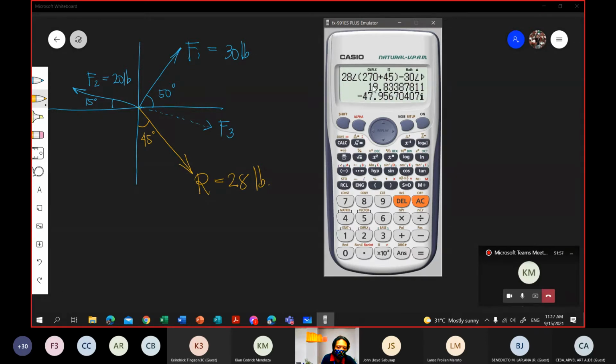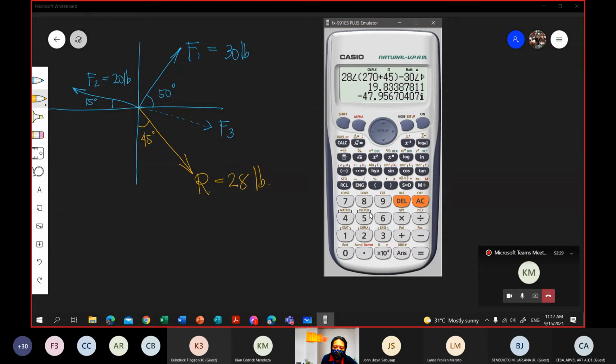19.833878811. That is the x component of F3. Okay? This is the x component of F3. And the y component of F3 naman is 47.9567. So x, y. Okay? The x and y component of F3. Pero kung ang pabilin kasi ang magnitude, take note, x component pala niya.